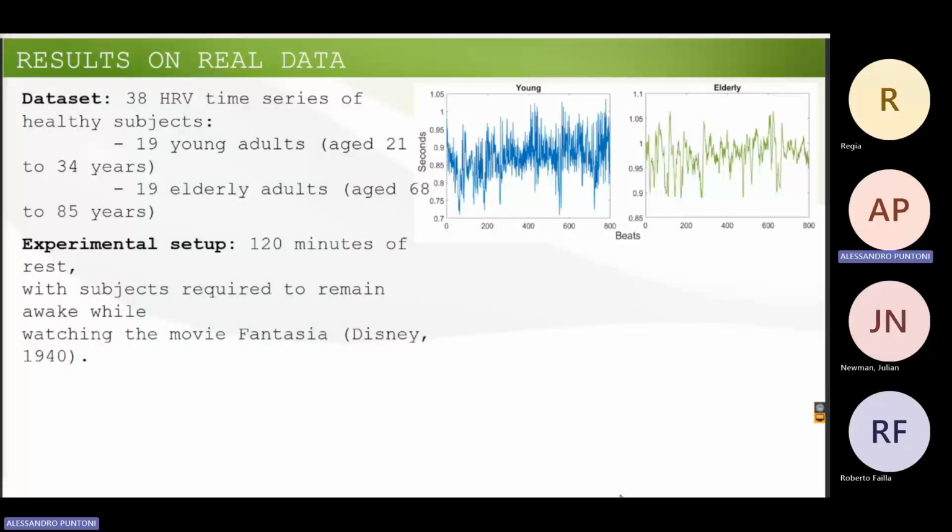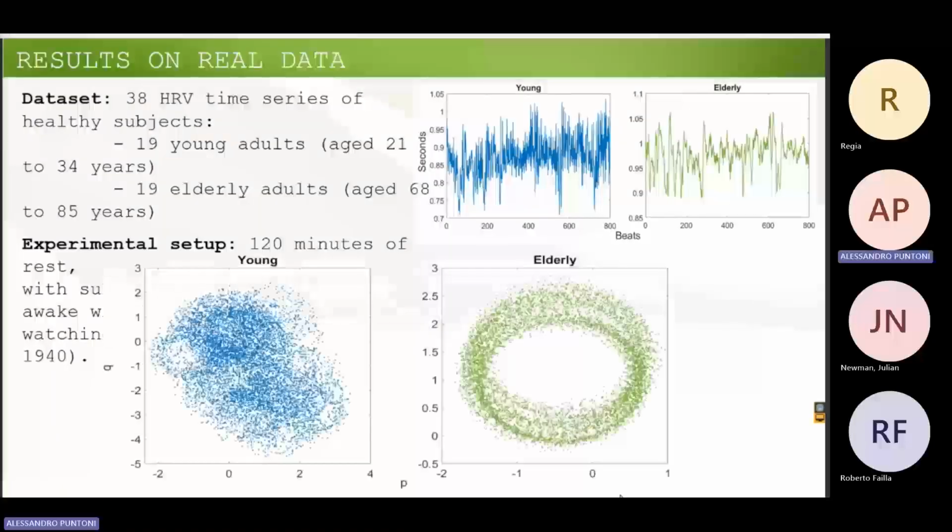Our dataset is composed of 38 heart rate variability time series of healthy subjects. One half are young adults and the other half are elderly adults. During the recording, the subjects were in resting state and they were watching the movie Fantasia. In blue, you can see an exemplary heart rate variability time series of a young subject, and in green of an elderly subject. First, I show you an exemplary PQ phase space for a young time series in blue, and for a time series of an elderly subject in green.